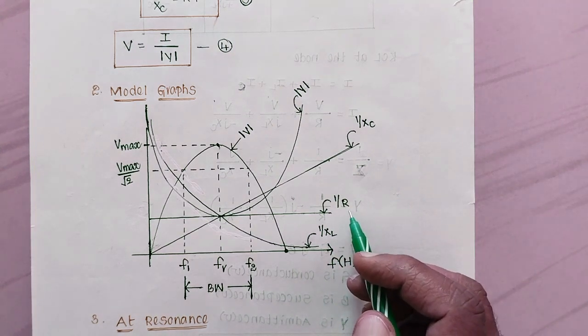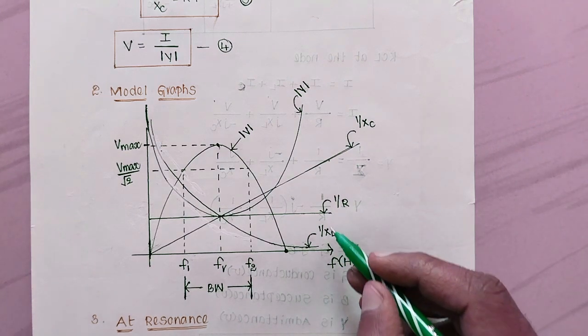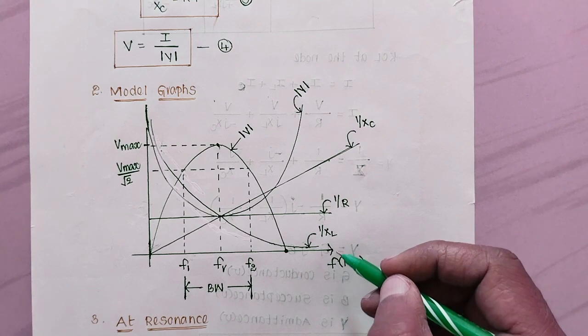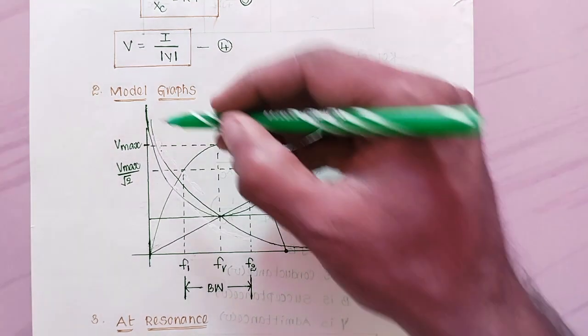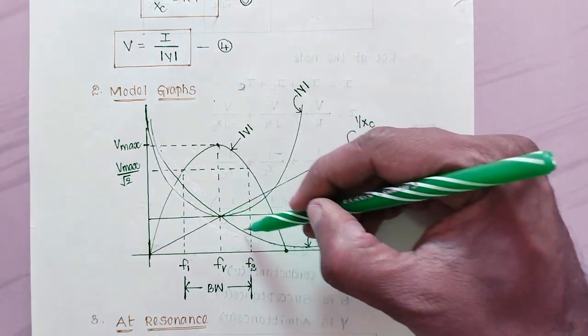So after that, if we draw 1 by XL against frequency, here we get a rectangular hyperbola. The curve between 1 by XL and frequency is a rectangular hyperbola. So this is the curve.